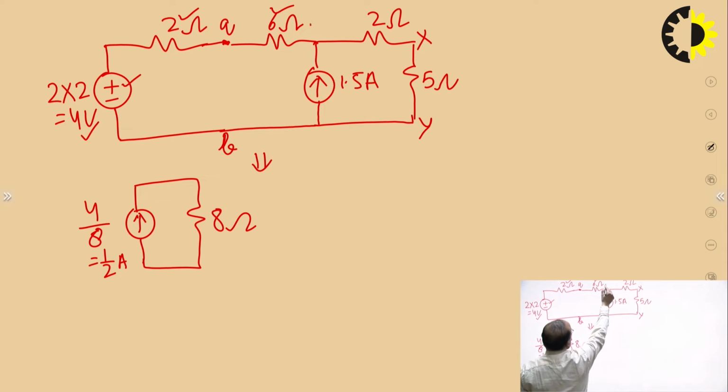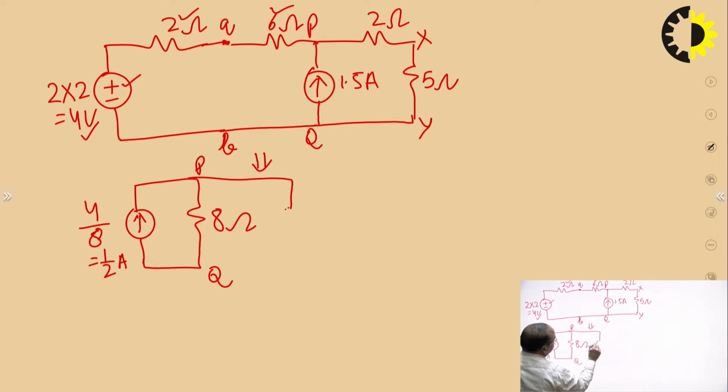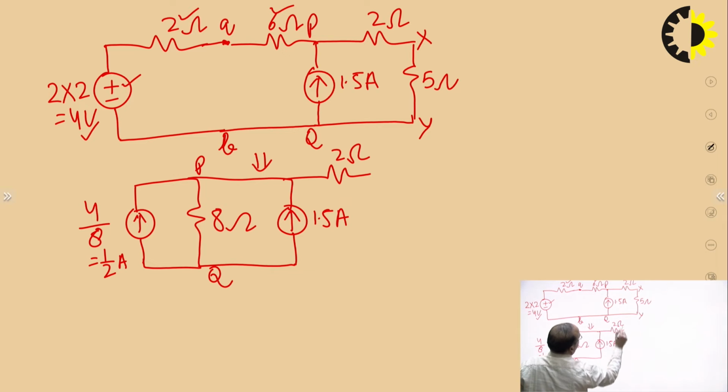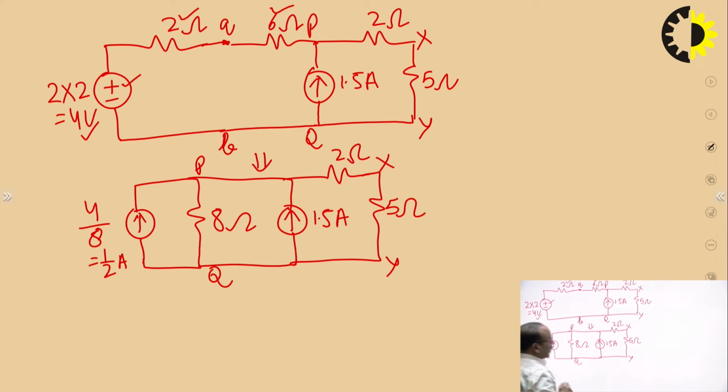Suppose these terminals are P and Q, so it will happen across terminals P and Q, and then the rest of the circuit will be connected as it is. So, this circuit is obtained after conversion from the voltage source of 4 volt to an equivalent current source in the circuit.